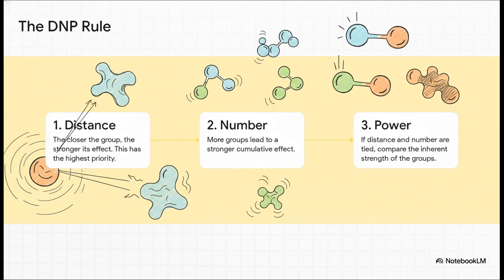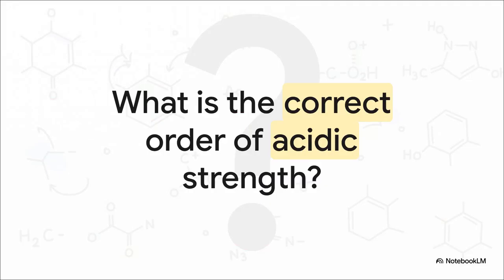First, you always look at distance. The closer the group, the stronger its effect. End of story. If distance is a tie, then you look at the number of groups. More groups means a stronger total effect. And only if both distance and number are the same do you finally compare the inherent power of the groups themselves.